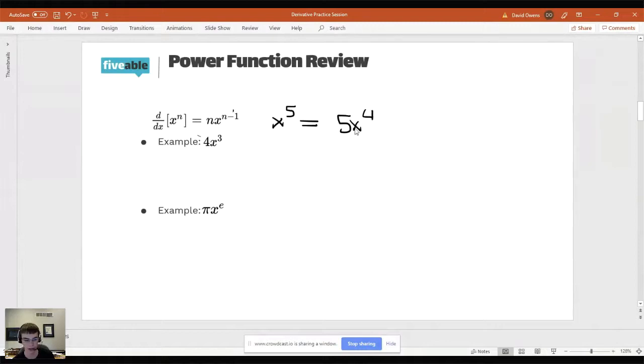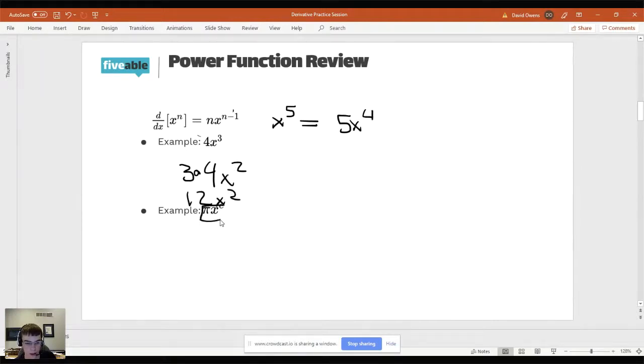Constants just stay right there, kind of chilling out in front. They don't affect this power rule. So if we look at 4x to the third, we would just move the power down, and it would become 3 times 4x squared, or 12x squared.